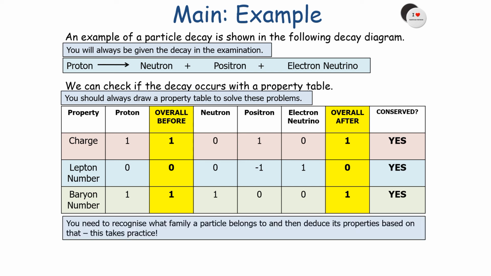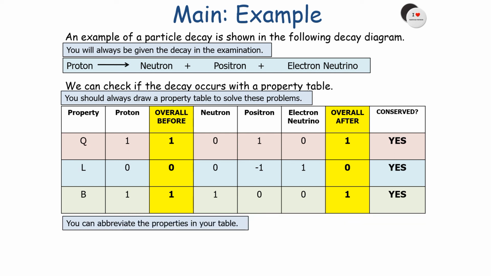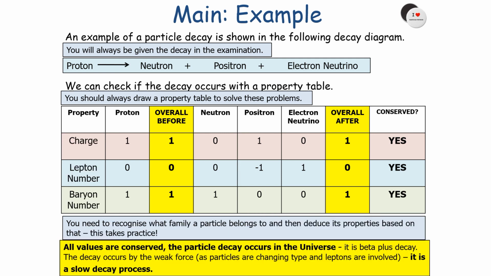Now you need to recognise what family a particle belongs to and deduce its properties based on that, which does take practice. You can abbreviate your properties in your table as shown. When all values are conserved, a particle decay occurs in the universe.